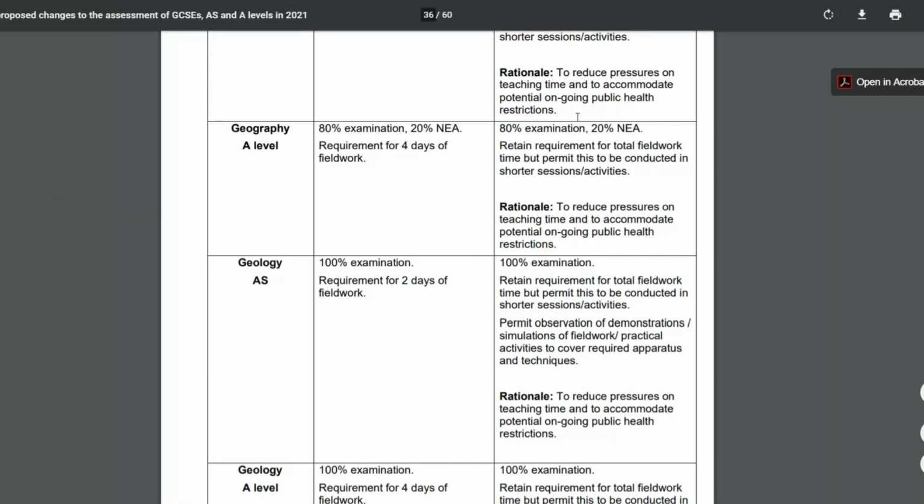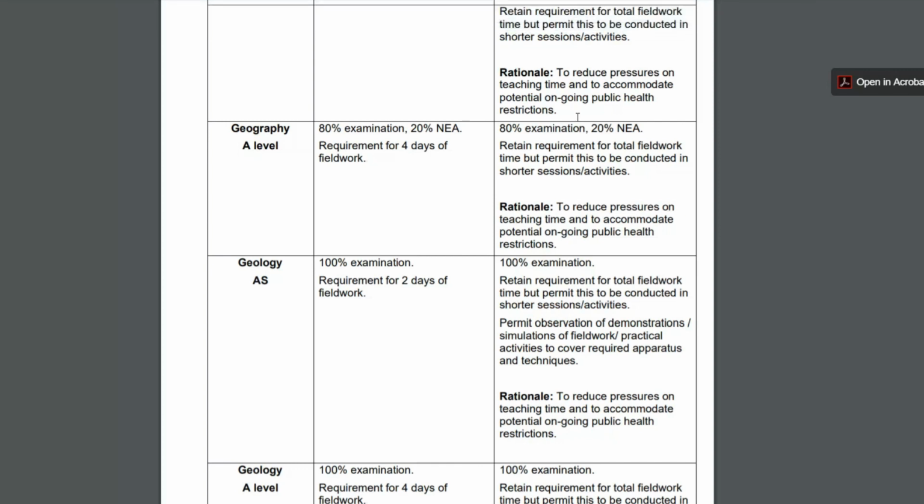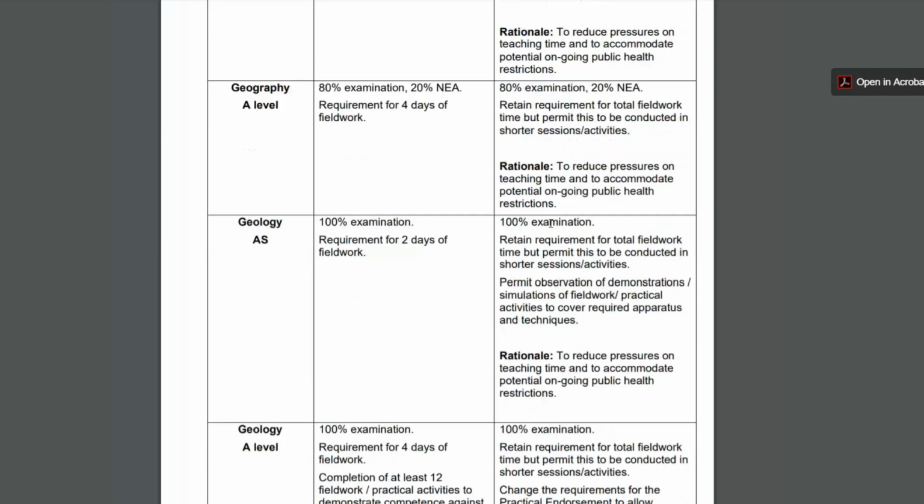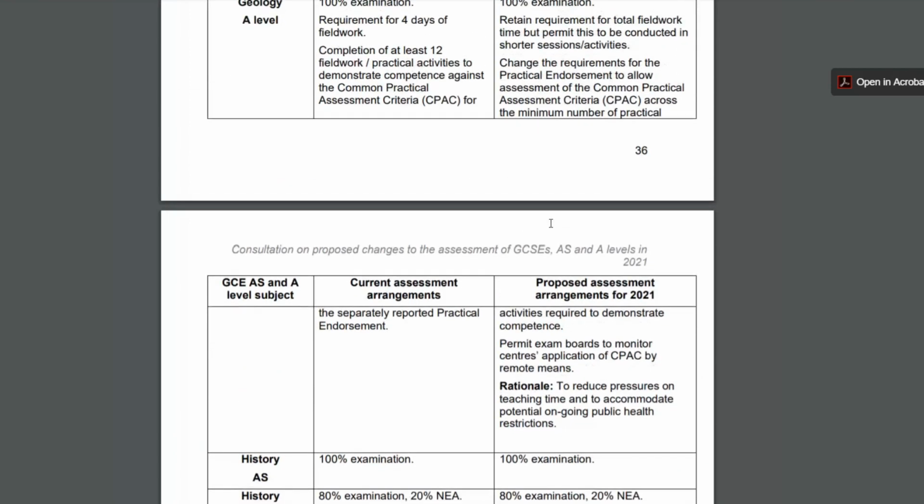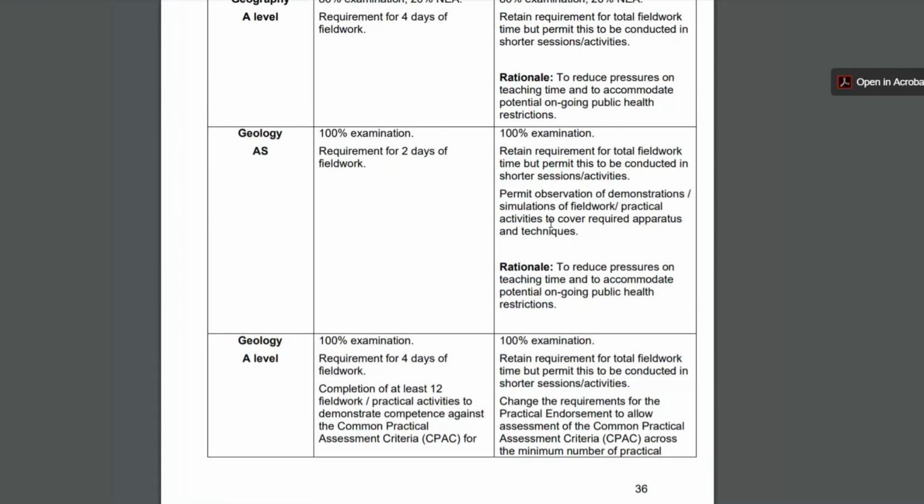Geography A level, 80% examination, 20% NEA with the 4 days of fieldwork required. And it's exactly the same as before. It can be conducted in a shorter amount of time, that fieldwork now. Geology AS, so 100% examination with requirement for 2 days of fieldwork. It's going to stay 100% examination, or they propose that it stays it, but the fieldwork should be conducted in shorter sessions and activities, just like with geography.